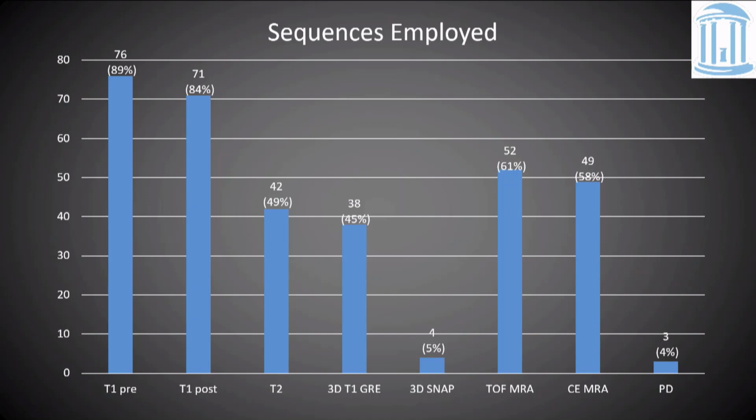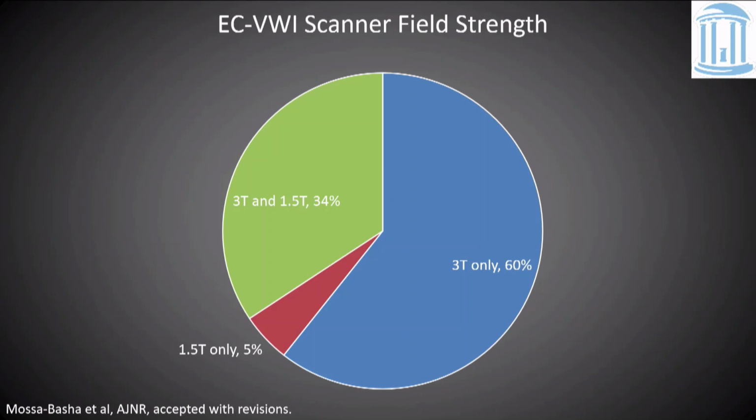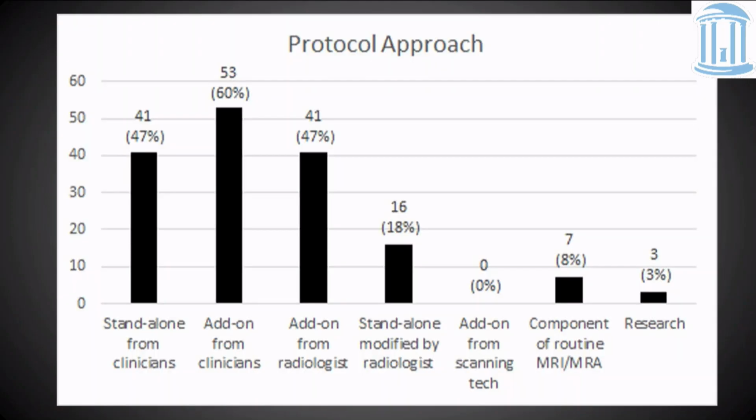So in terms of the techniques used, T1 pre and post were most common, similar to intracranial, with a little more 3D T1 gradient echo like SPGR, MP RAGE for intraplaque hemorrhage detection, and a lot of groups were performing multi-contrast protocols. Again, 3T scanning is most common, but a higher proportion were performing 3T and 1.5T. And in terms of protocol approach, it was very similar, where it was add-on either from the radiologists or clinicians, or a standalone from clinicians.